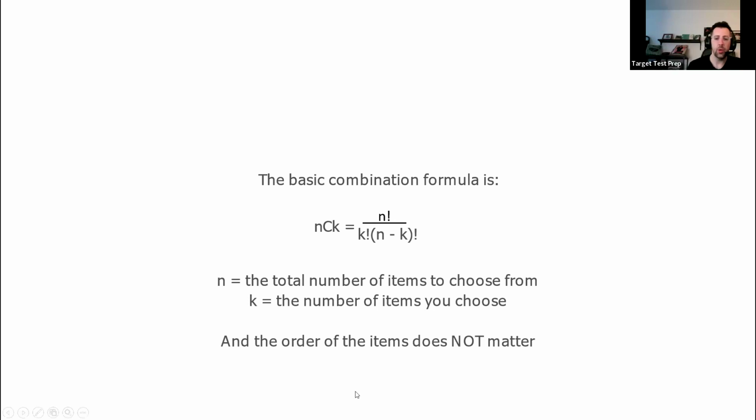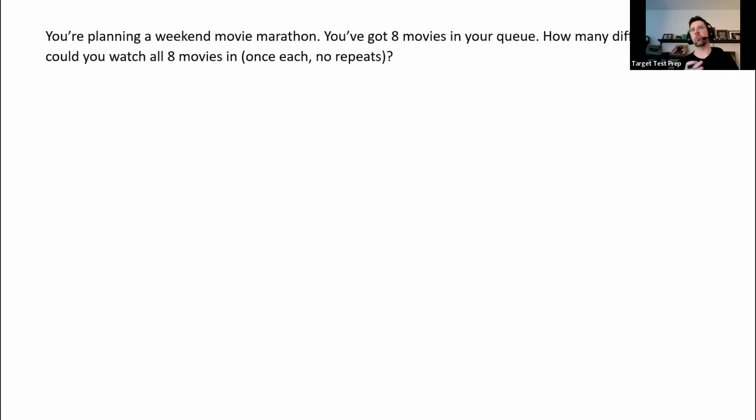Okay. But let's see if we can figure out why that's the formula and what makes it distinct from the permutation formula, which is very close. So let's work through some examples here. Let's say you're planning a weekend movie marathon. You've got 8 movies lined up in your queue on whatever streaming service of your choice. How many different ways or orders could you watch all 8 movies in? So in this case, the order does matter.